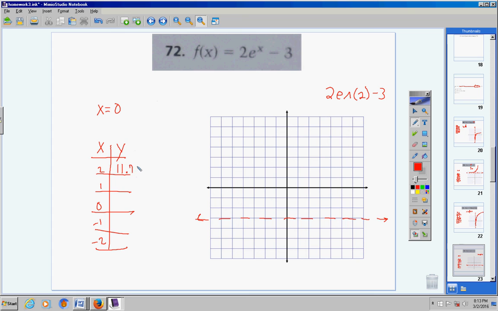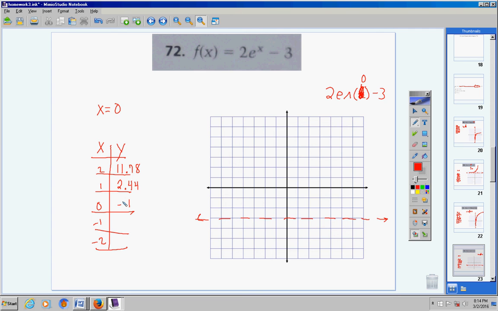Now let's put 1 in for x. So we'll put a 1 right here. All right, and here we go. You will get out 2.44. Now let's put a 0 in right here. A 0. And we should get out a negative 1.